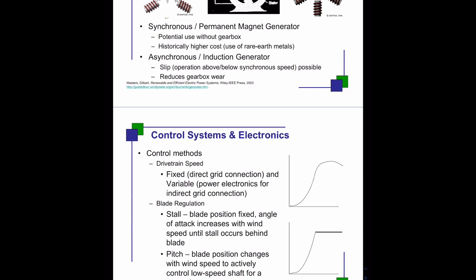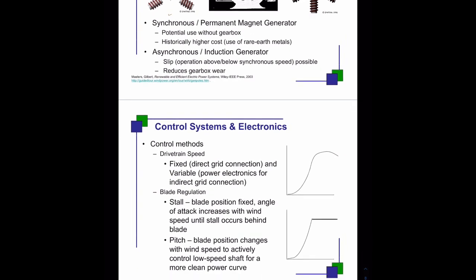And we have pitch: blade position changes with wind speed to actively control low speed shaft for a more clean power curve. Basically, as I mentioned, what the pitch actually does is control the blades, and we could reduce the speed of the blades when we have a lot of wind.